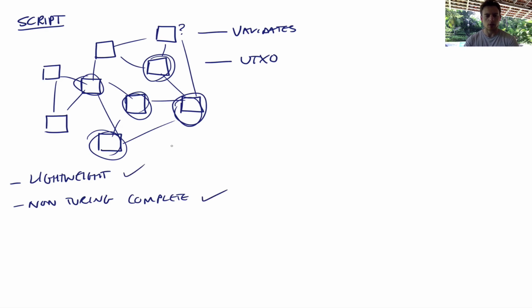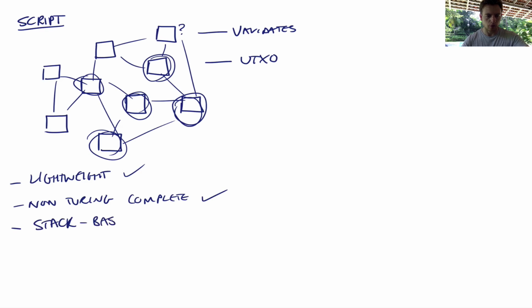It's lightweight because it needs to run quickly and efficiently on every node in the network, whether it's a supercomputer, ASIC board, or just somebody's laptop. It needs to run quickly because there are a lot of transactions going on in the Bitcoin network, so basically it needs to be lightweight, right? Non-Turing complete, and then it's stack based, right?